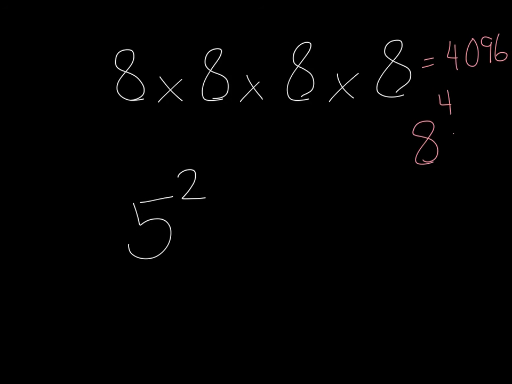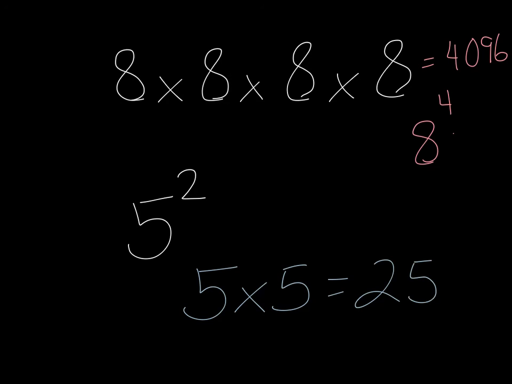Down here on the bottom, this number, 5 squared. That means I've only got 2 of them, so I'm going to write this out. 5 times 5, and I shouldn't need a calculator for that at all. 5 times 5 equals 25, which means 5 squared equals 25.